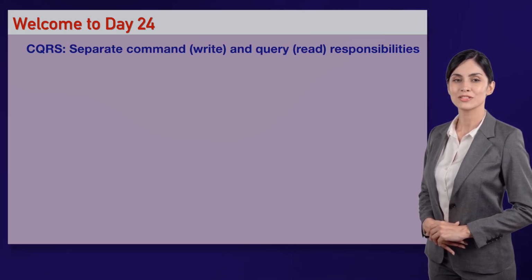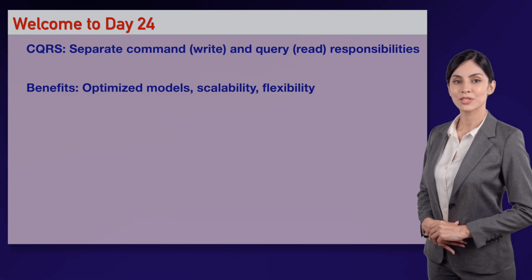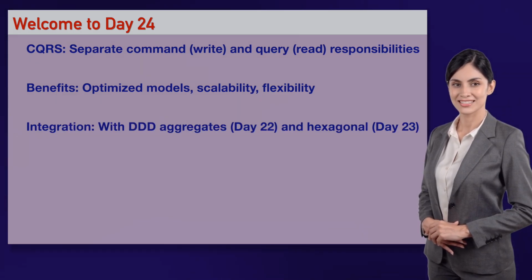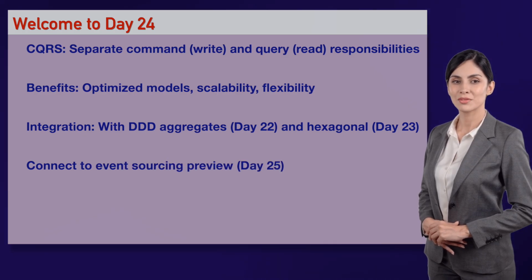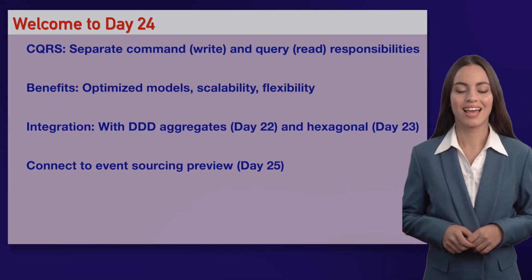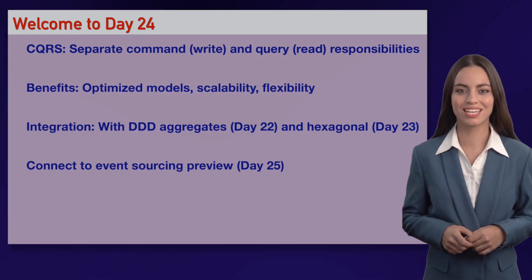CQRS, or Command Query Responsibility Segregation, separates the responsibility for handling commands from queries, allowing each side to use its own optimized model. We'll cover the core pattern, benefits like improved scalability and flexibility, and how it integrates with Day 22's DDD aggregates for write consistency and Day 23's hexagonal architecture for clean boundaries. This also sets the stage for Day 25's event sourcing preview, where commands can generate events for queries. A game-changing separation. These concepts will show how to resolve the tension between write-heavy and read-heavy requirements in complex systems.